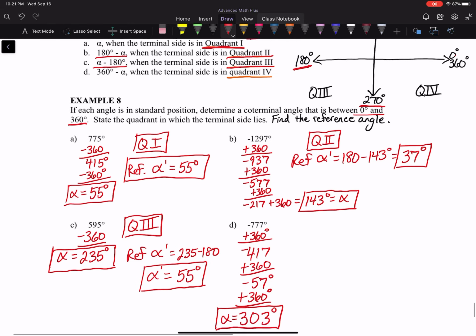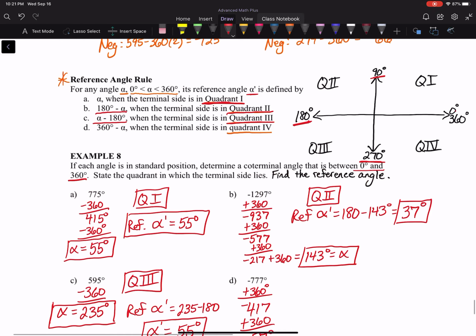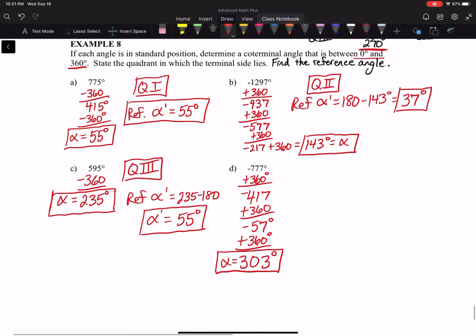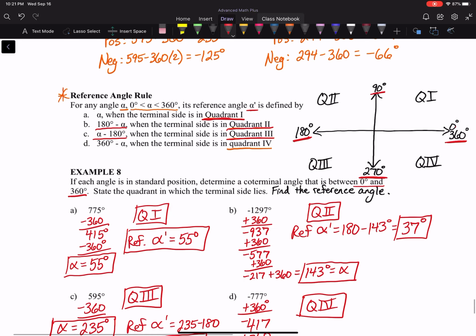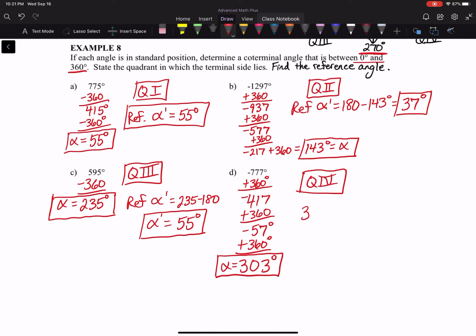What quadrant is 303 in? Well, 303 is between 270 and 360, so it's in quadrant 4. And what do we do if it's in quadrant 4? To get the reference angle, we say 360 minus the angle. So 360 minus 303. My reference angle, or alpha prime as they like to say, is 57 degrees.